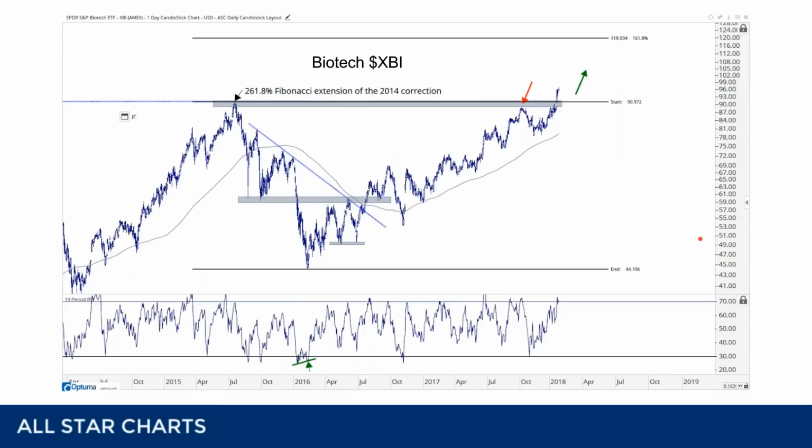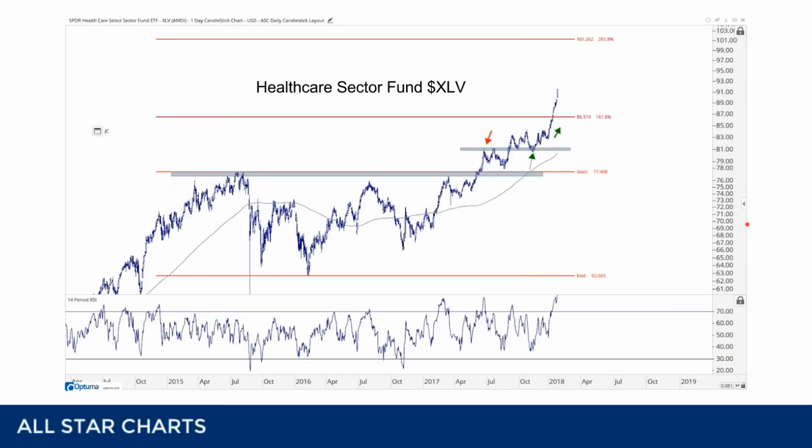Here's a closer look. Here's that 91 level, which is the 261.8% Fibonacci extension of that 2014 correction, which I'm not surprised about. But again, if we're above 91, we want to be long. I think we go towards 120 in the XBI.